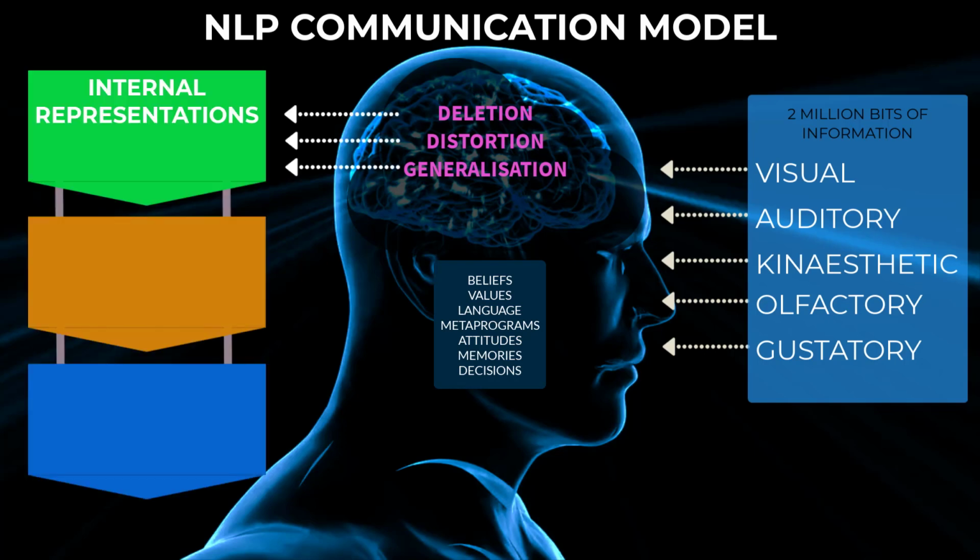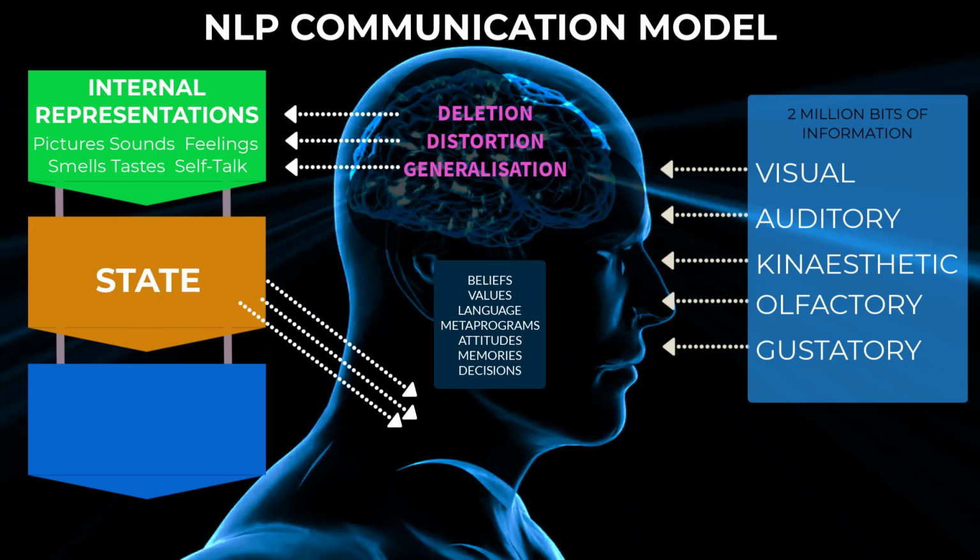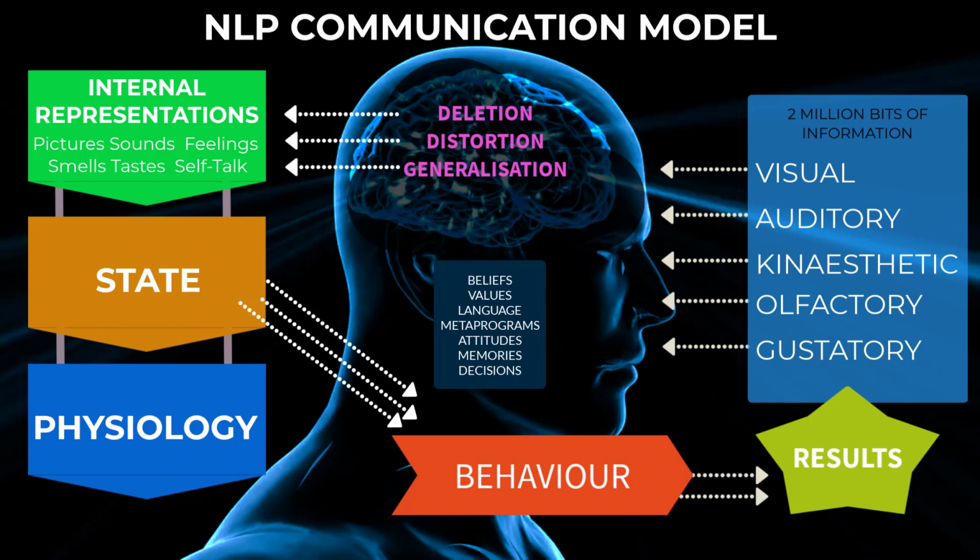Now, an internal representation is made up of different qualities. This is our model of the world. An internal representation is made up of pictures, sounds, feelings, smells, tastes, internal dialogue and self-talk. The internal representation will impact your emotional state, and your state will impact your behaviour and what you do and how you do it. And this determines the results you achieve. In addition, you will notice that your physiology will impact your state, and your state will influence your internal representation.